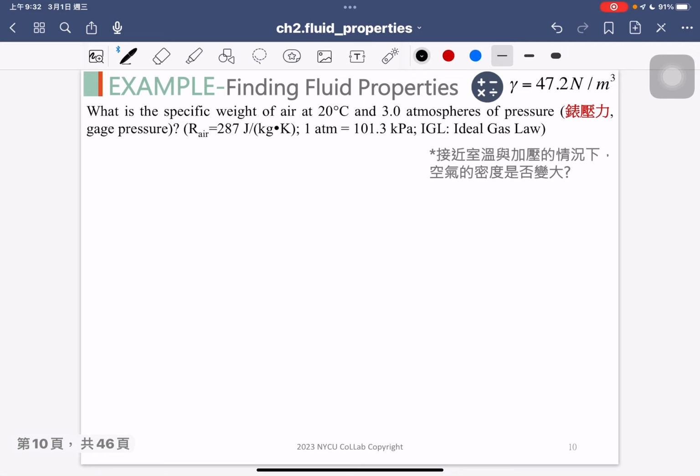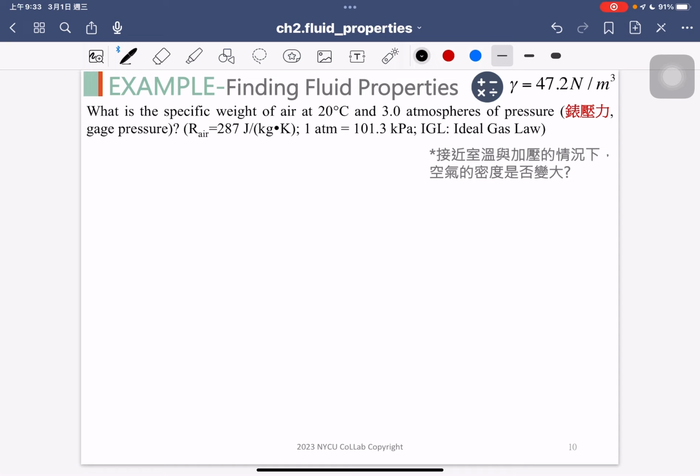Okay, so this is a very good exercise. We are trying to find the fluid properties. Before solving the problem, as I mentioned before, we should define the system first, then what state we have, and what property we need. So always we are looking for system, state, and property.